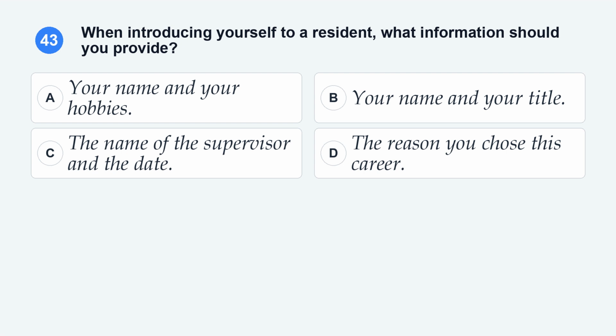Option A. Your name and your hobbies. Option B. Your name and your title. Option C. The name of the supervisor and the date. Option D. The reason you chose this career.